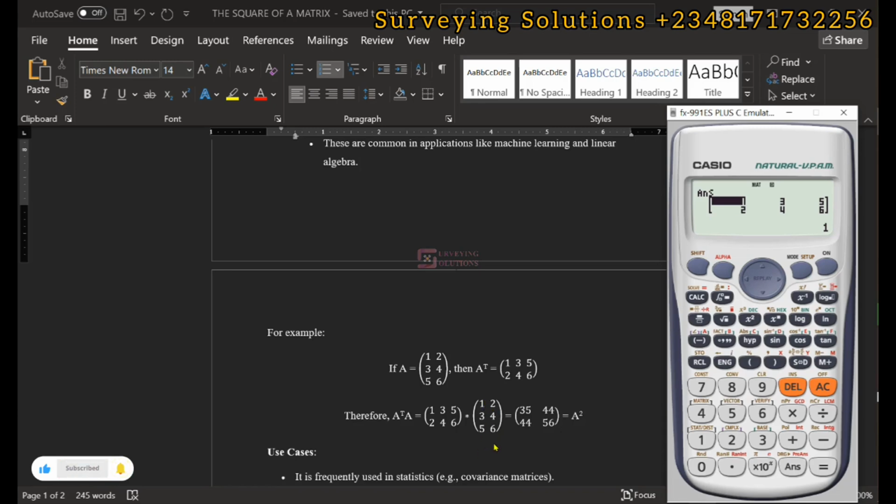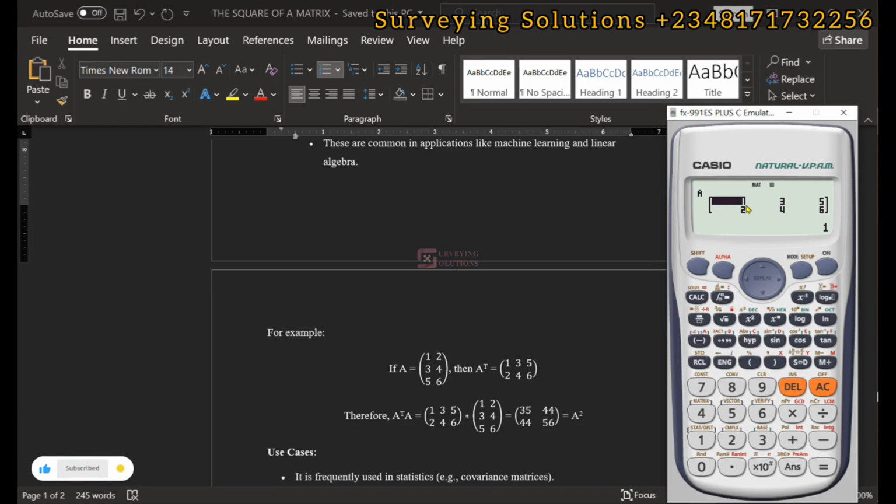Good. So the columns in the first matrix are equal to the rows in the second matrix, right? Good. So that now makes them multipliable. Therefore, the product matrix will be a 2 by 2 matrix. That's what you have seen here. So we are going to carry out the multiplication using the calculator.